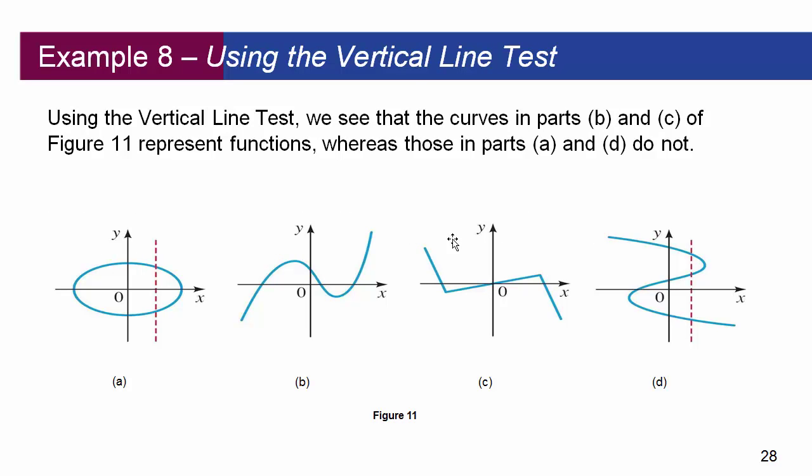All right, here's some more examples of the vertical line test. We can see that if we want to see if it's a function or not, the first one obviously is not, second one is, third one is, fourth one is not.